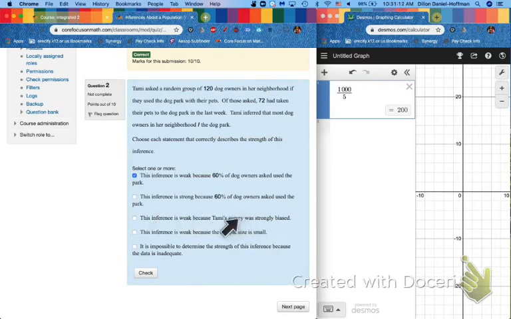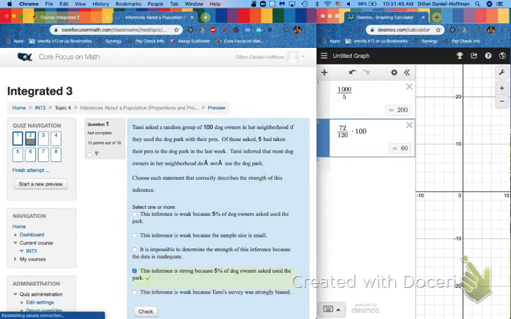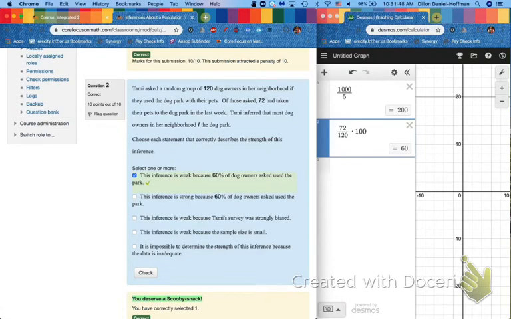She did not just ask people who, for instance, own dogs, whether they use the park. The sample size, we could do, if we did 72 out of 120. And then that's 0.6. And if we wanted to know what that was as a percent, we could multiply by 100. That's where you got 60%. And if we had a total amount of population, we could do the same thing to see sample size. But because, again, we don't know how many people live in the town, it's just our one answer. We cannot talk about sample size.